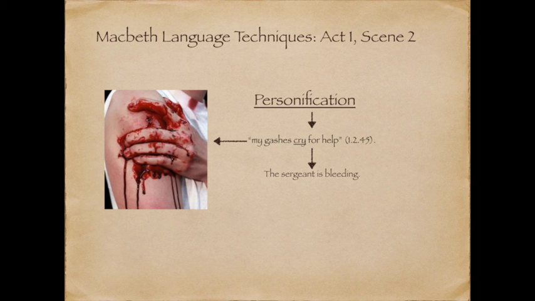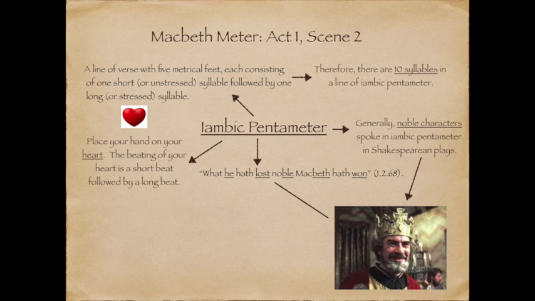Personification also gets used, and obviously personification is giving a non-human thing a human quality. My gashes cry for help is a lovely way of saying that the sergeant was bleeding. The metre that's used is often iambic pentameter in scene 2, because often Duncan's speaking, and generally in Shakespeare, noble characters spoke in blank verse, which is iambic pentameter, which doesn't rhyme.